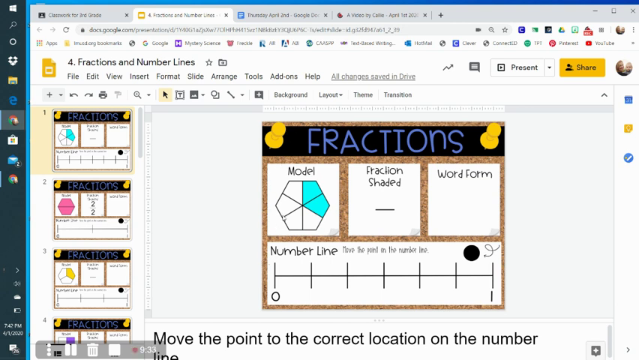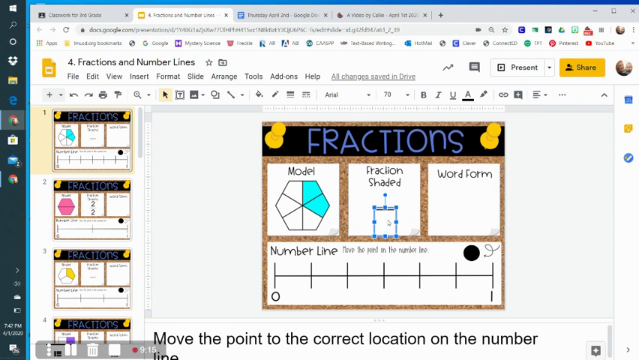Here I have a polygon. I'm going to count the sides to see what type of polygon it is. So I have 1, 2, 3, 4, 5, 6. So I have a six-sided shape. We call that a hexagon. And I notice that it is divided into 1, 2, 3, 4, 5, 6 equal pieces.